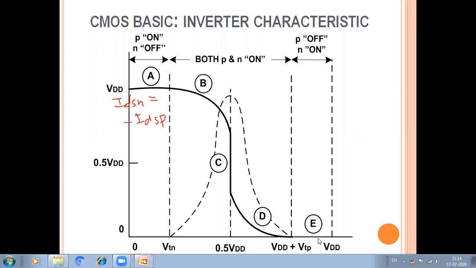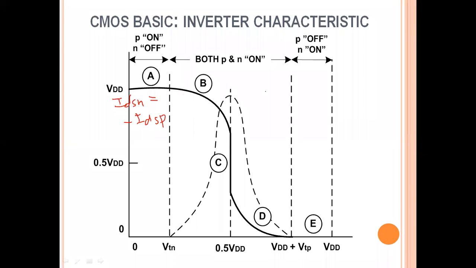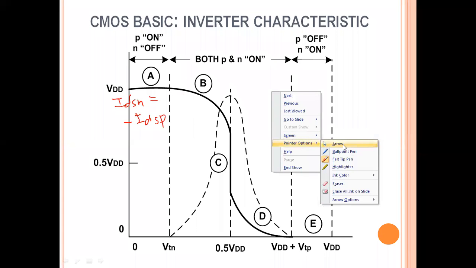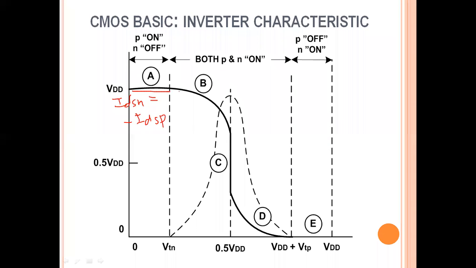Suppose I apply 1 as the input voltage. What should be the output? The output should be 0. If we consider the ideal characteristics, then for this portion the input is 0 and the output is 1, and here the input is 1 and the output is 0. So that is the ideal.